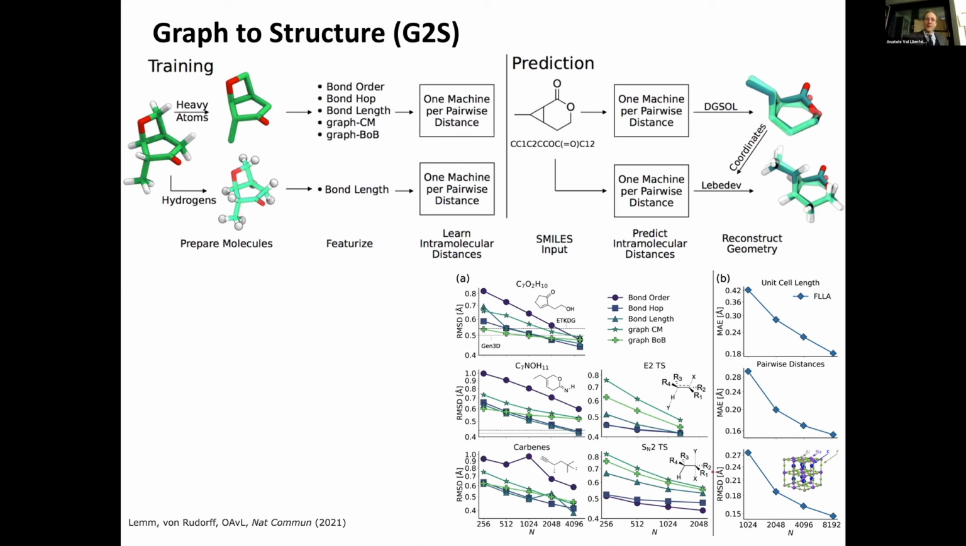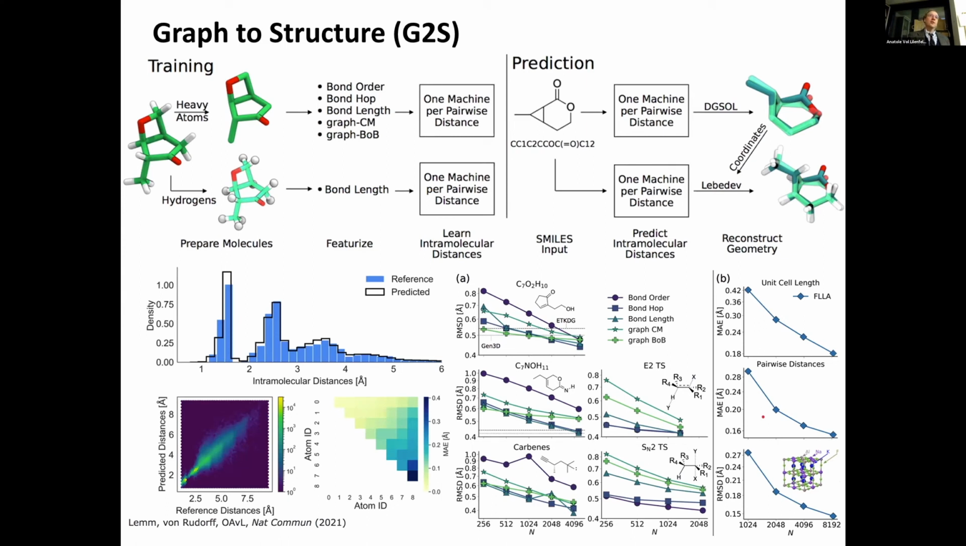This also works for solids, of course. So we tested this on the Elpasolite data set. This is a set with tens of thousands of inorganic crystals in the cubic lattice, which is made from a quaternary mixture of the elements. And you see here unit cell length, pairwise distances, and the RMSD on the entire unit cell. Here's an analysis, so predicted intramolecular distance distributions versus reference distance distributions. You see this looks very encouraging.